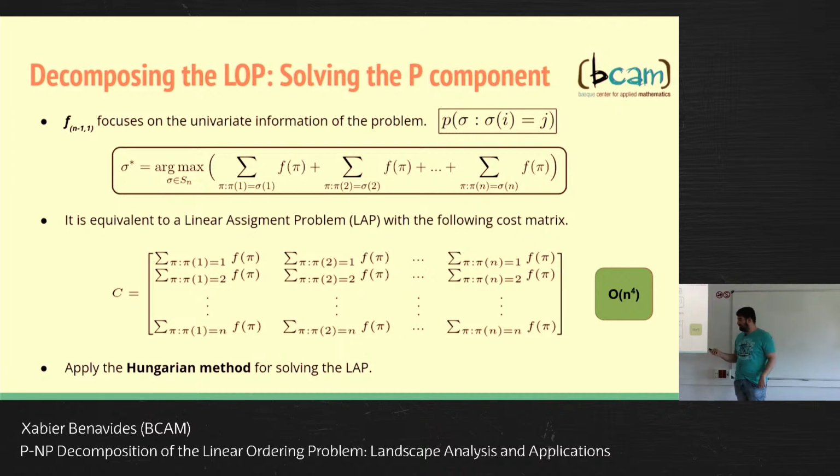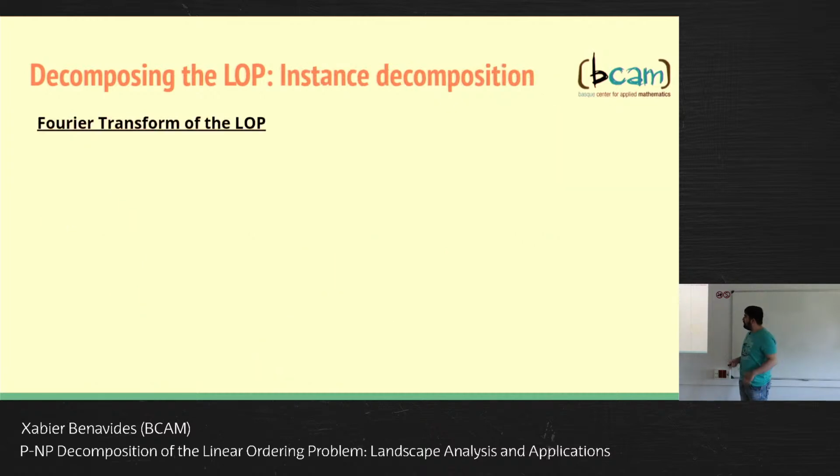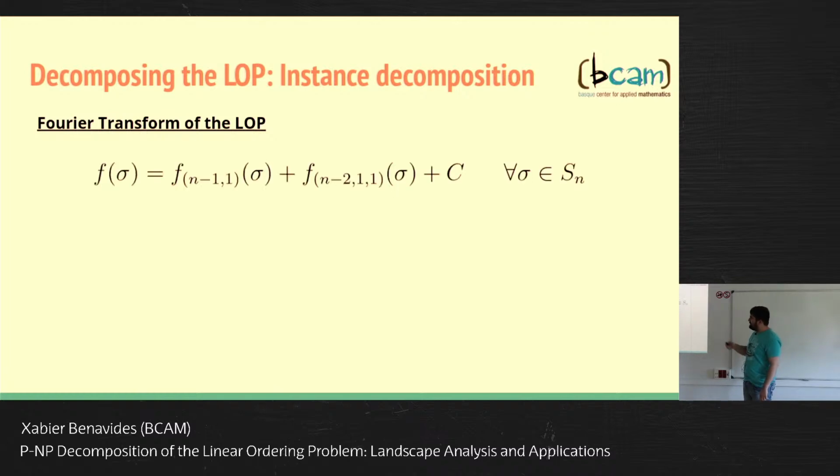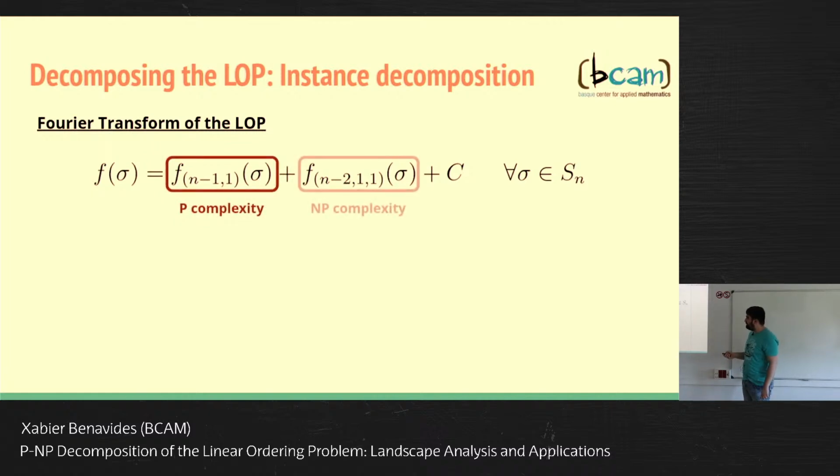So, until now we have seen that the objective function of the LOP can be decomposed into the sum of two functions and a constant. A function that creates an optimization problem with P complexity, a function with NP complexity, and finally this constant that is related to the mean value of the objective function.